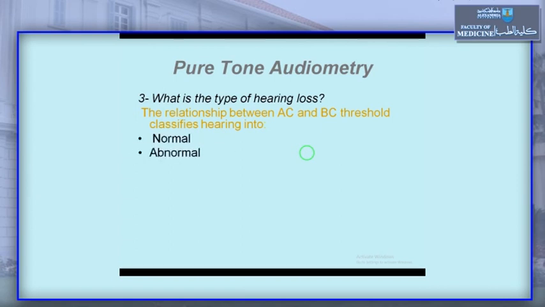Either into normal or abnormal. Normal if the pure tone average is less than 25 decibel, as I said. If it exceeds 25 decibel, that's abnormal. Now we look at the relationship between air conduction and bone conduction. We have conductive hearing loss, then we have sensory neural hearing loss, and we have mixed hearing loss, which is conductive plus sensory neural.